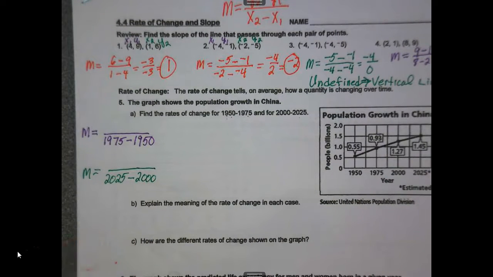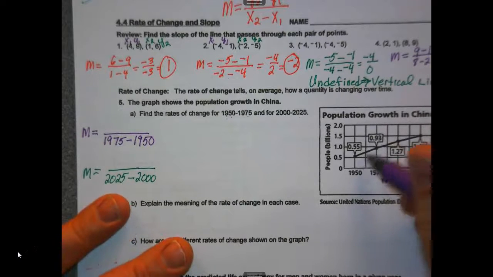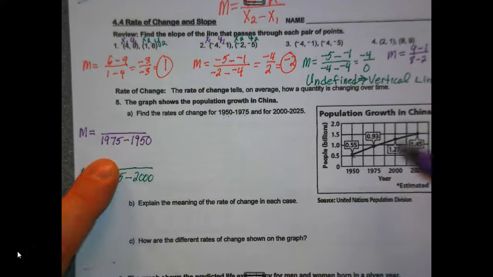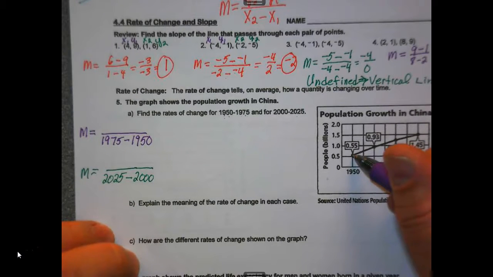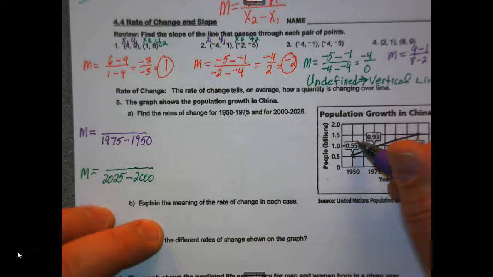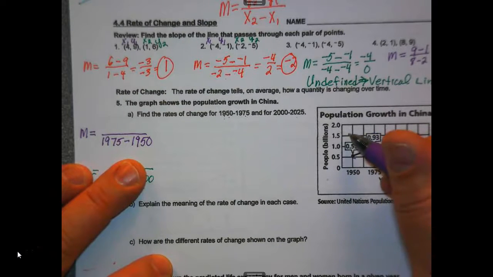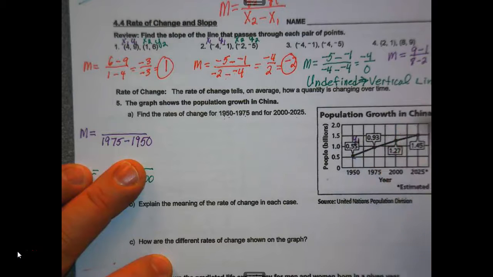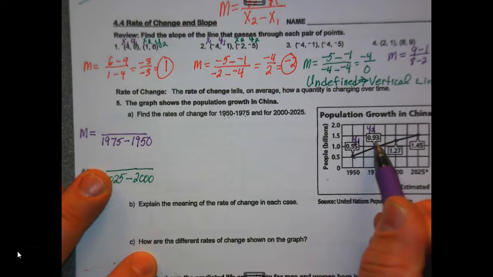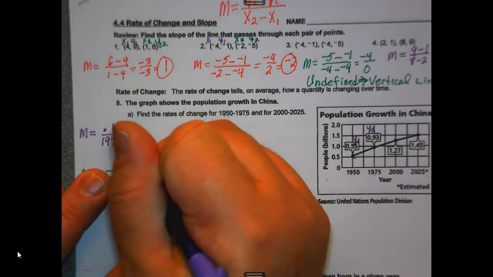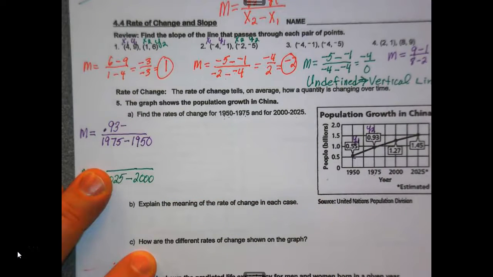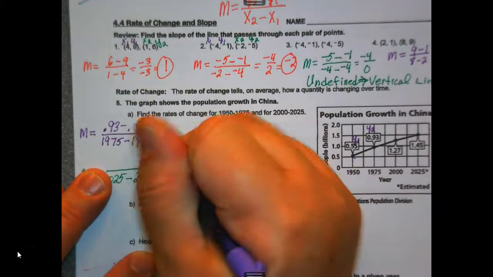Okay, now let's look for our y values for between 1950 and 1975. Well, 1950, my y value is 0.55, right? So that's going to be my y1, and 75 is going to be my y2. So I have y2 0.93 minus my y1, which is 0.55.